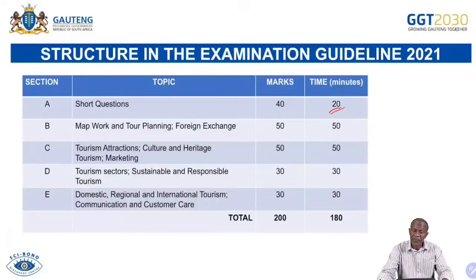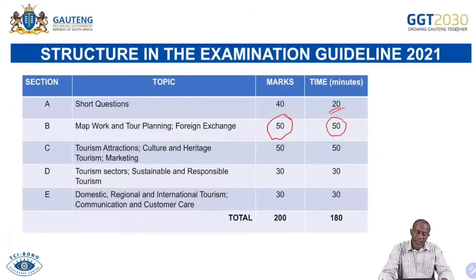section A. The next section is B, and the topics covered in section B are your map work, tour planning, as well as foreign exchange. And you have 50 marks at stake here. And to answer this question, you need to spend at least 50 minutes.